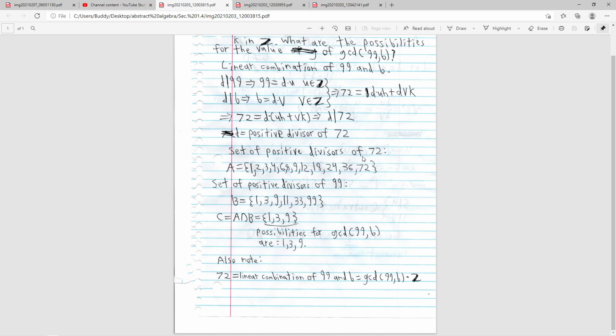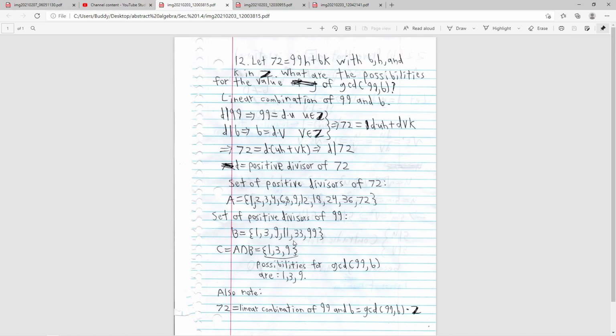Yeah, set of positive divisors of 72 though. They're all laid out here. We basically make set A of that, a set B of positive divisors of 99 in this case, 1, 3, 9, 11, 33, 99. And then C equals A intersect B, which is 1, 3, 9. Possibilities for GCD of 99 and B are just 1, 3, and 9.